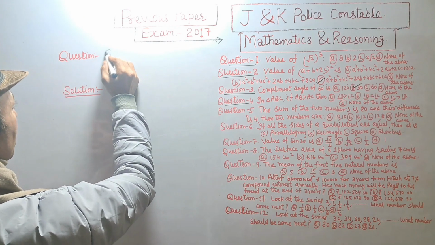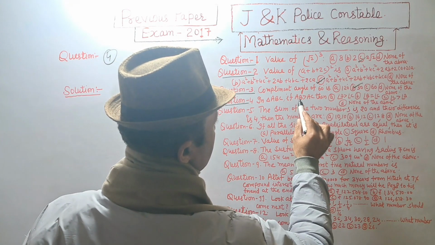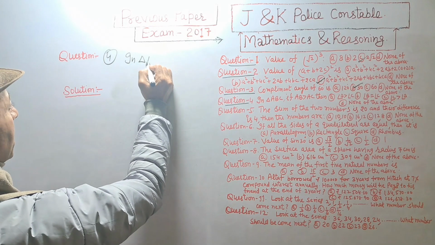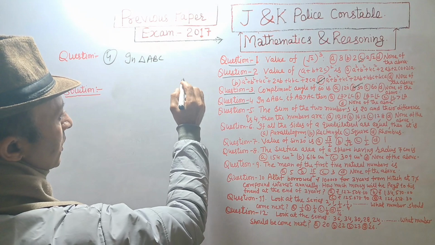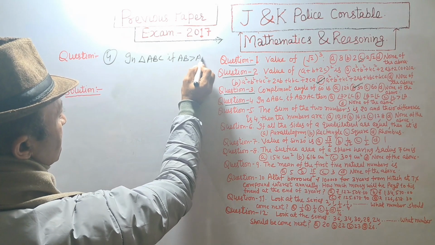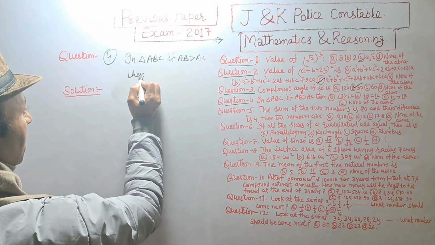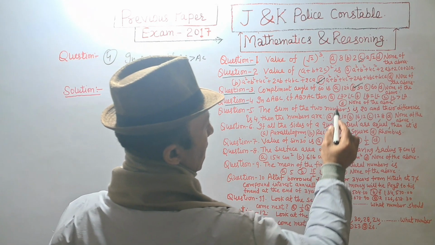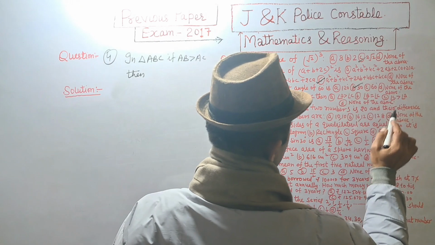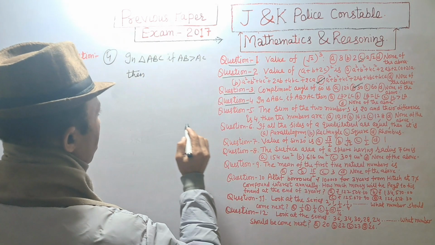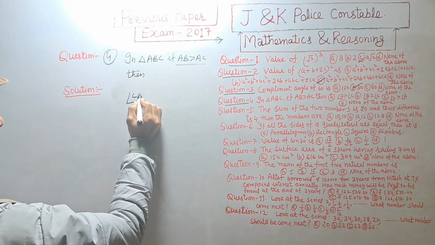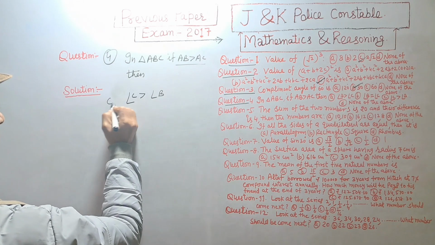Question number 4. In triangle ABC, if AB is greater than AC, then option first, angle B is greater than angle C, angle B is equal to angle C, angle C is greater than angle B. If AB is greater than AC, then angle C is greater than angle B. Option C is correct answer.